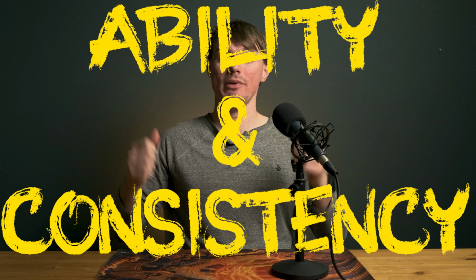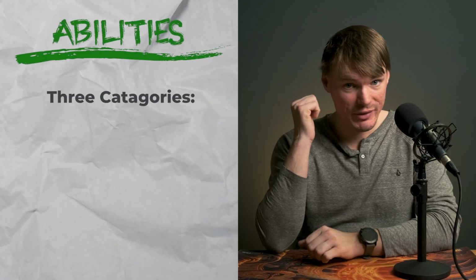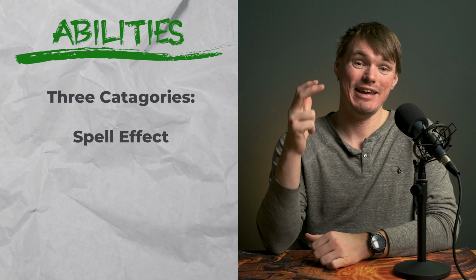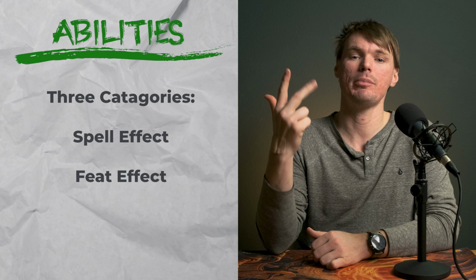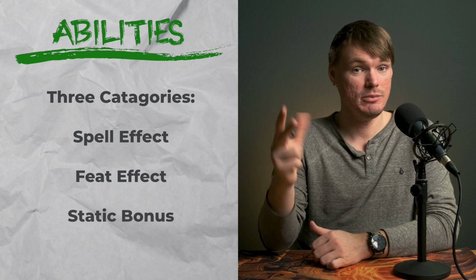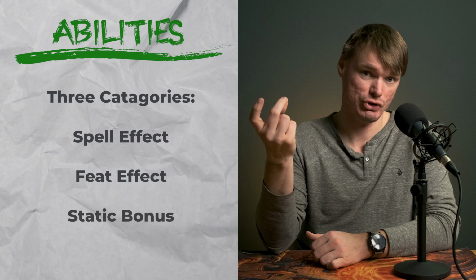Step 3, determine ability and consistency. Let's start with abilities. Now, the abilities of the item are literally the things it does and interacts with in the world. Generally, they fall into one of 3 categories. They replicate a spell effect, they replicate a feat effect, or they replicate a static bonus. Sometimes they're a combination of all 3, or just 2. Now, if your ability can be replicated or is similar to a spell or feat you find in a book, use that feat as a basis for the level of your item.